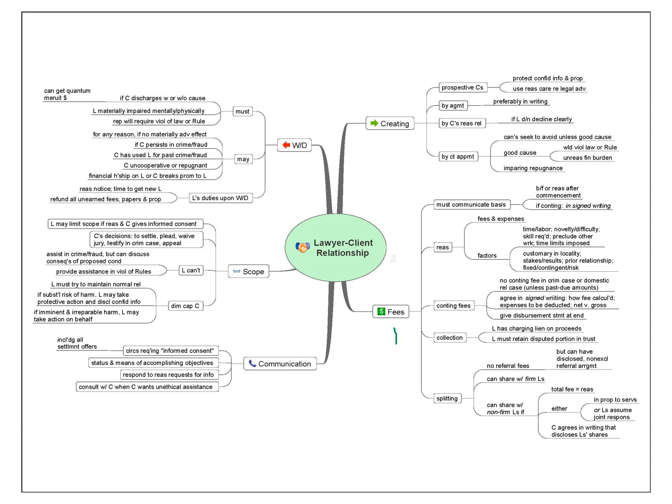Okay, enough on fees. Let's turn from fees to communication. Rule 1.4 is the basic rule on communication, and it essentially says you've got to give your client all the information that your client needs in order to give informed consent to any matter that requires informed consent. Obviously, settlement offers are among the matters about which you must obtain your client's informed consent. You've got to communicate with your client about the status of the matter and the means of accomplishing your client's objectives. The client wants to see a copy of the petition. You obviously have to respond to reasonable requests for information from the client.